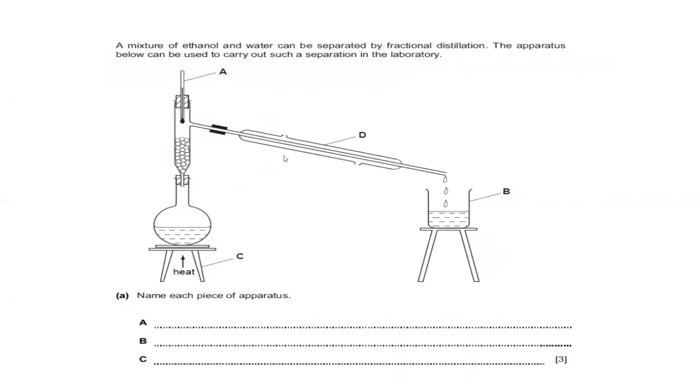Name each piece of apparatus. A. What is A? A is thermometer. That's good. And I want participation from others as well. Heather, Lamia, you should also participate. What about apparatus B? That's beaker.